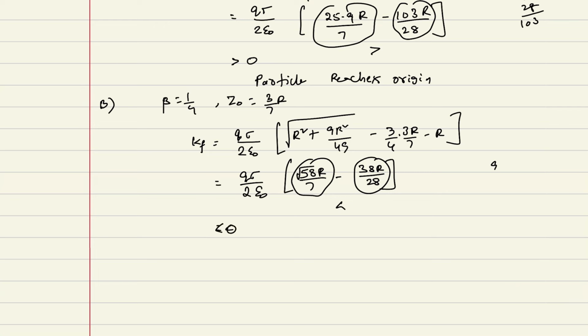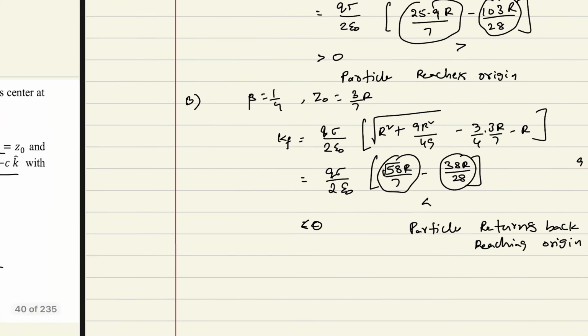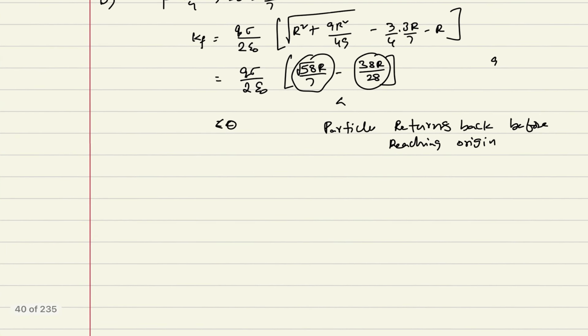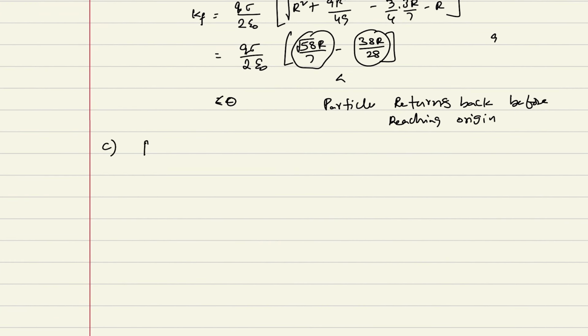Here if you see that this term is slightly less than this term, so you can say that this value is coming less than 0. The particle returns back before reaching the origin. So option B is wrong.